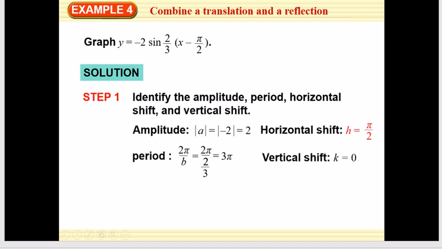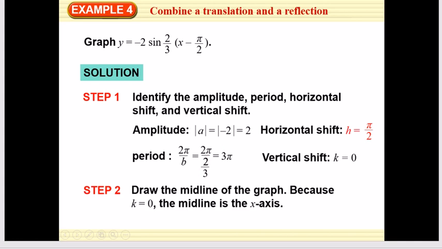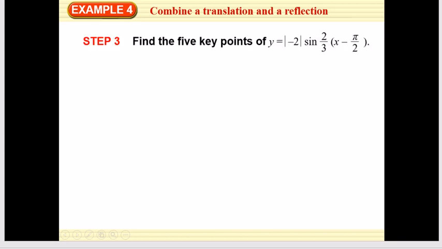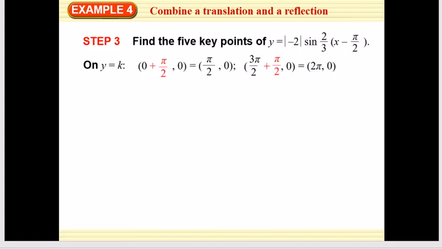And then I identify my b as 2/3. And I want to be very careful here since I've got a fraction and fraction. And my period ends up being 3 pi, which, since this is odd, is going to be a little bit more difficult to chop into those pieces. Alright, and then my vertical shift, luckily, is 0. So draw that midline at 0, k equals 0, which is still the x-axis. Alright, and then identify your points here.